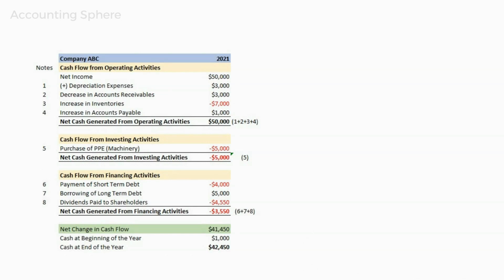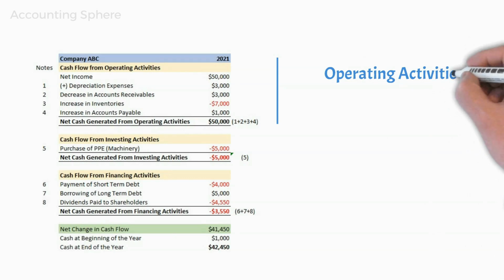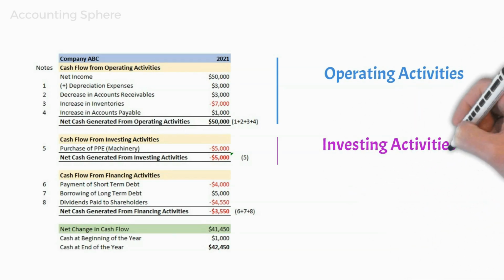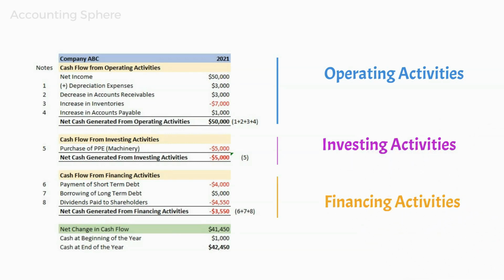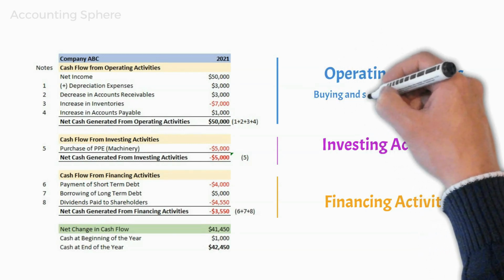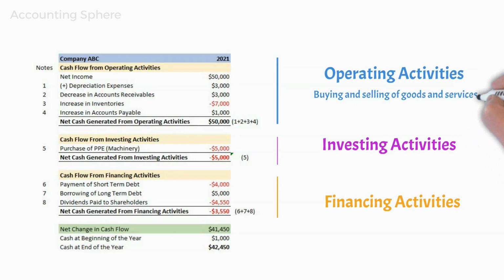On the first rectangle, we have the operating activities. It's followed by the investing activities section, and at the bottom, there will be the financing activities section. The cash flows from operating activities section provides information on the cash flows from the company's operations. Company operations include, among others, the buying and selling of goods and providing services.